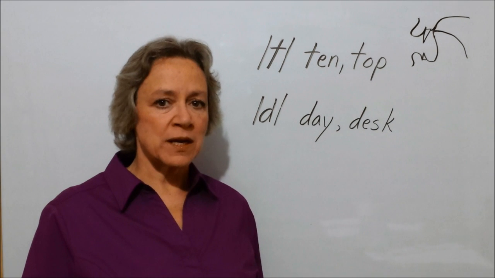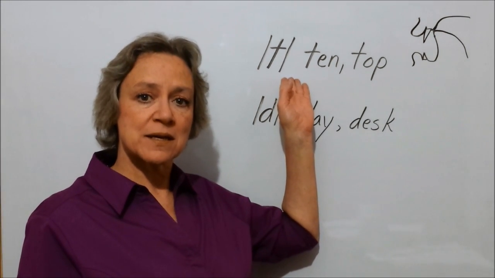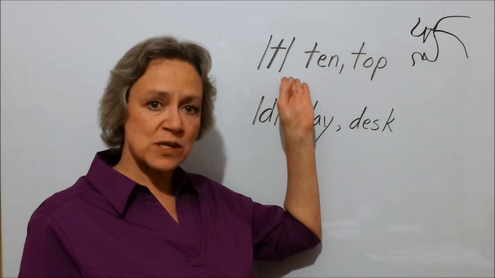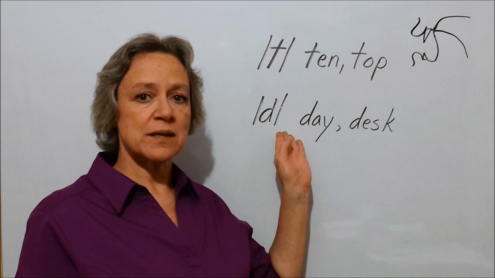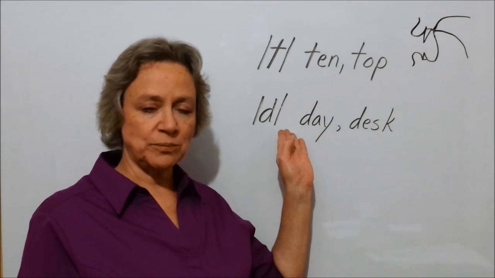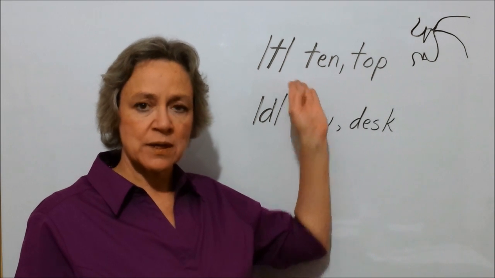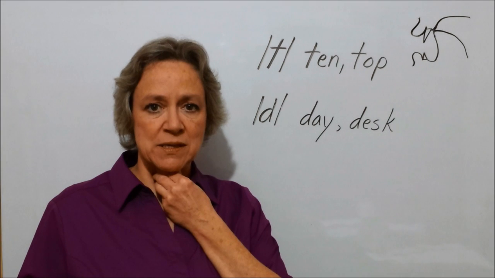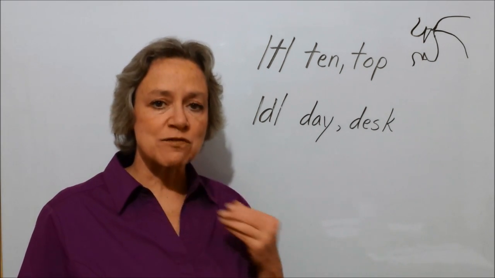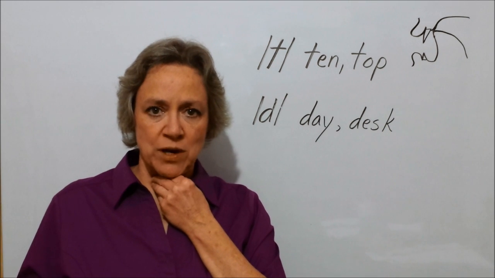One difference between these two sounds is that the top sound, t, is a voiceless sound, and the bottom one, d, is a voiced sound. If a sound is voiceless, like this one, the vocal cords do not vibrate when we make the sound. If the sound is voiced, like this one, the vocal cords do vibrate.